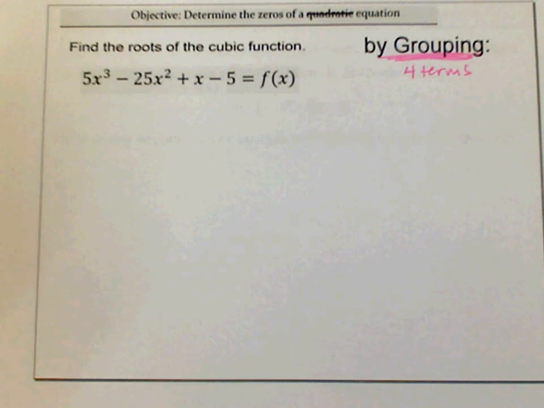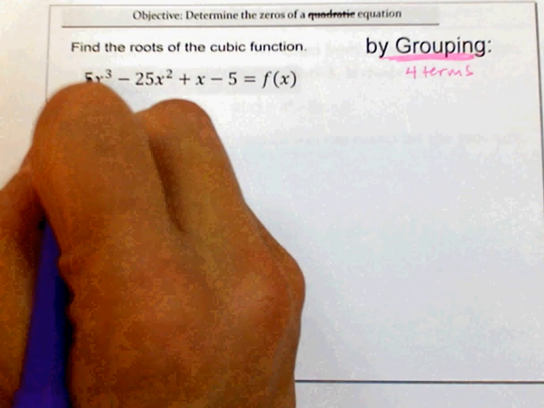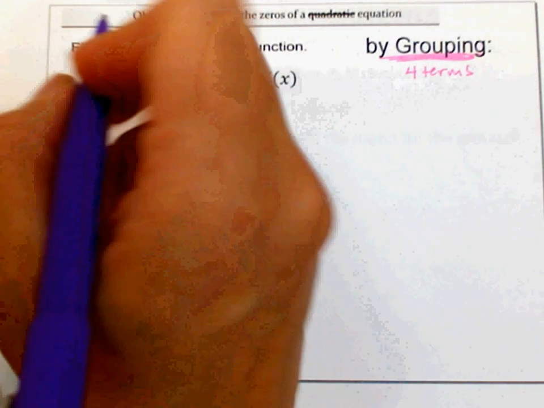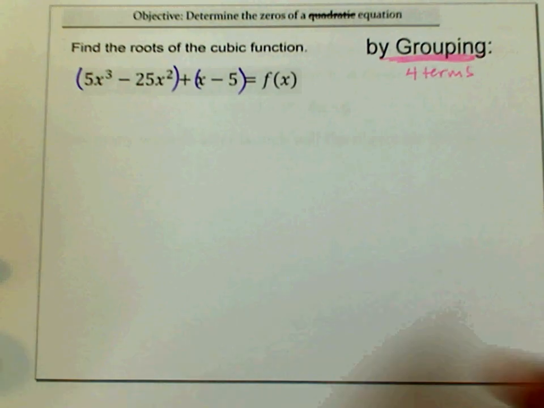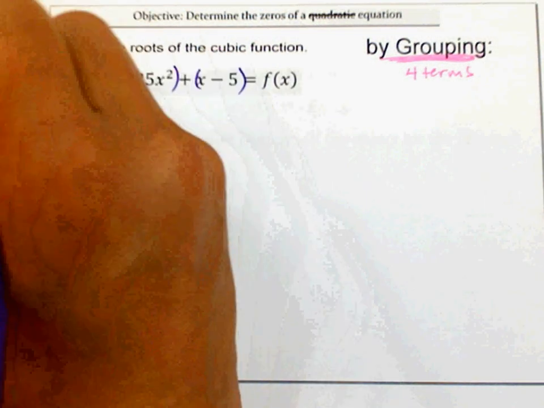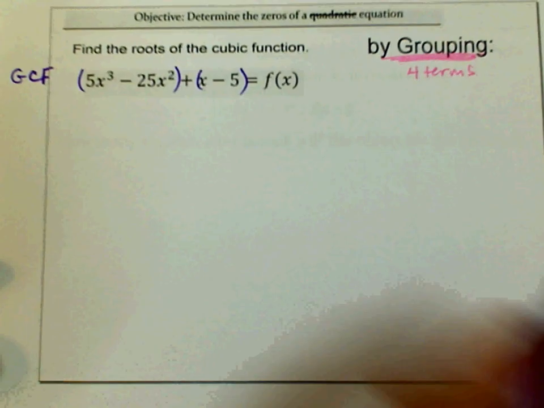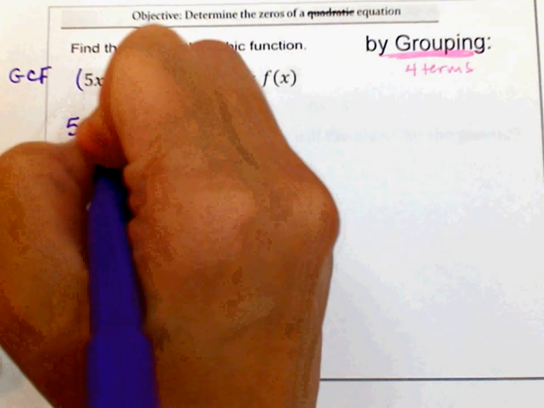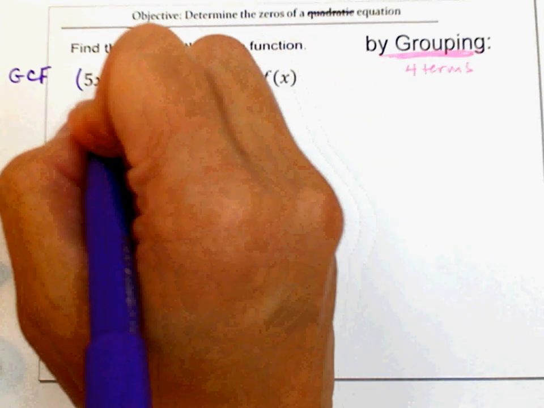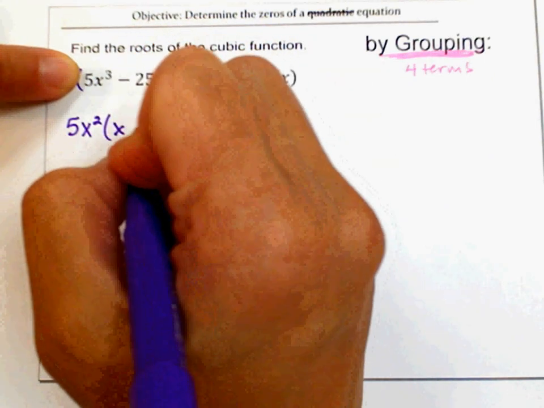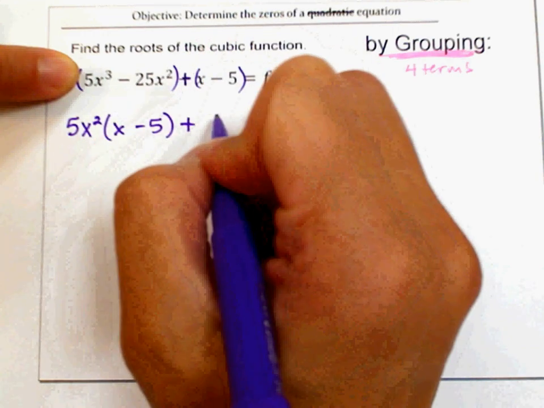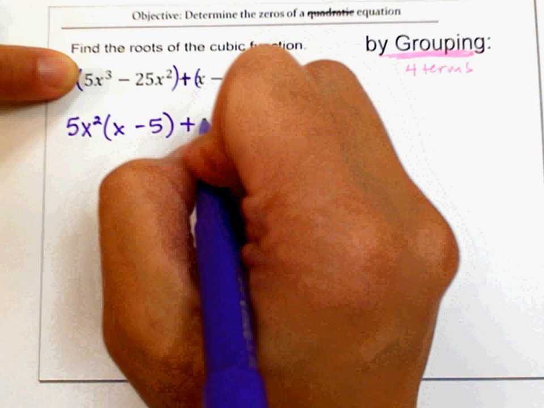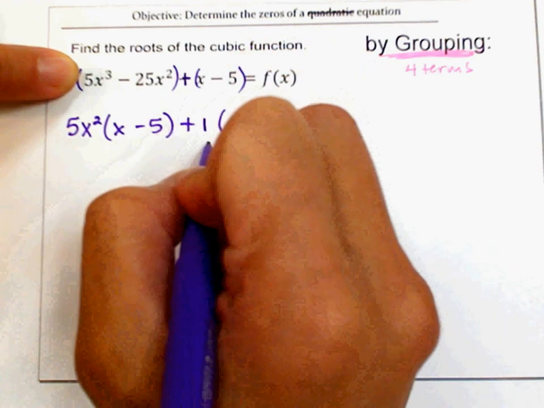Grouping means this. Standard form. You group the first 2, you group the last 2. Okay? First 2, you're going to use greatest common factor. What do they have in common? 5x squared. When you factor out 5x squared from this one, you have x. And the other one you have minus 5. You see this plus? Keep the plus. What do these two have in common? A 1. You need to write that 1. And what do you have? X minus 5 equal to 0.